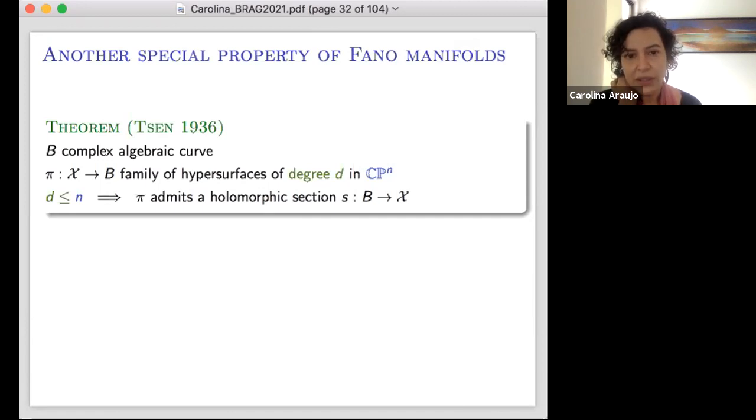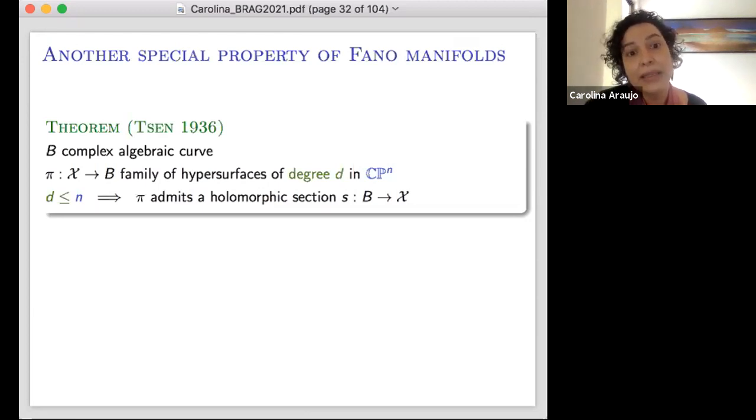In other words, this is often referred to as an arithmetic property, because another way to state this is to say that you can view this family as a variety defined over the function field of B. And what this theorem is saying is that if you have a hypersurface of degree d less than or equal to n defined over the function field of a curve, then this variety admits a rational point, which is exactly given by a section of this morphism.